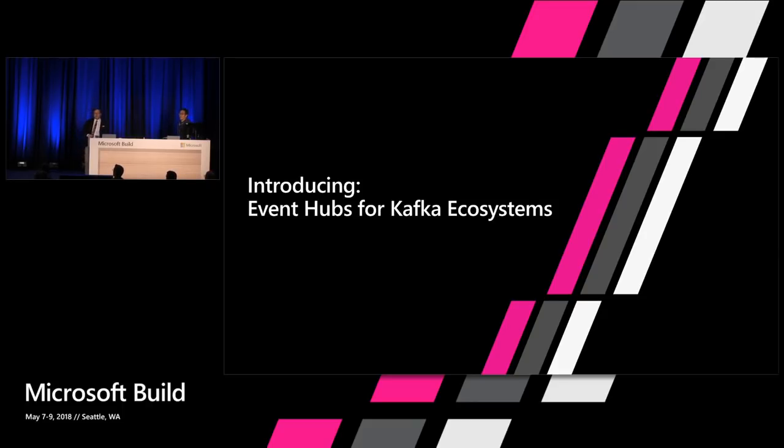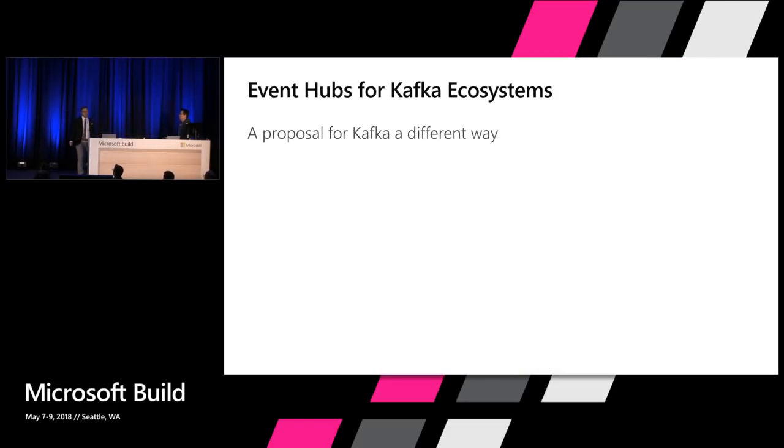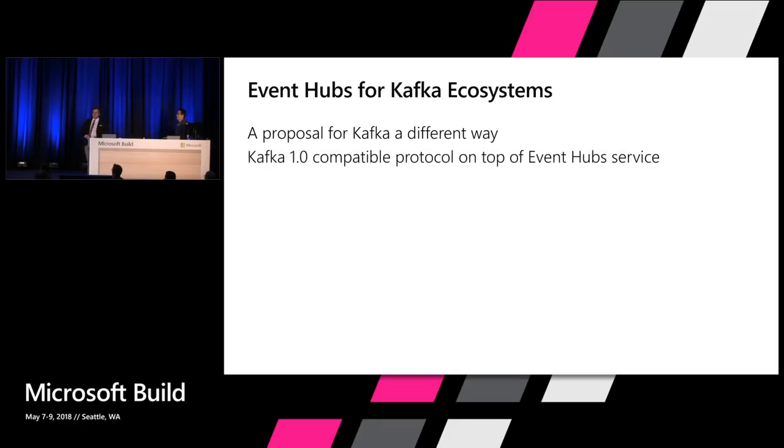This is something we turned on, I don't know if it's early today or late last night, so you can see it in the portal already if you want. This is a different idea about how we might want to do Kafka, a proposal for a different way to do Kafka than just as clusters. And it's a Kafka 1.0 compatible protocol on top of event hubs. So it's running event hubs, and it's got a protocol head for Kafka on top of it.